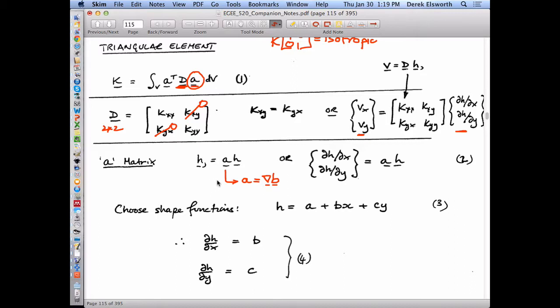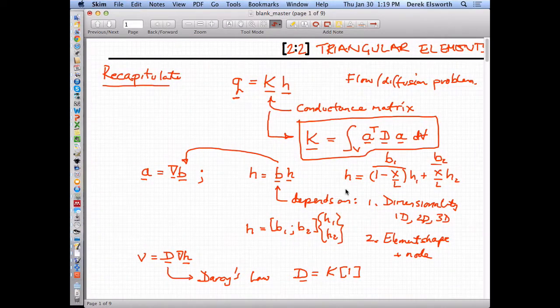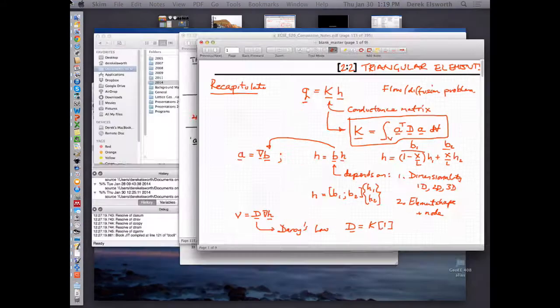Instead of defining the shape functions as we suggested before, where we could always get the magnitude of the nodal variable at a point as a function of some shape function times the nodal values of the heads, we can do that again, but we'll do it in a slightly different way. We won't define shape functions in this particular way.